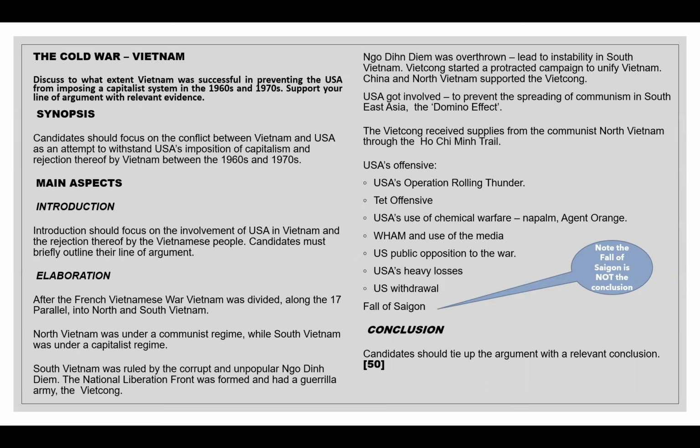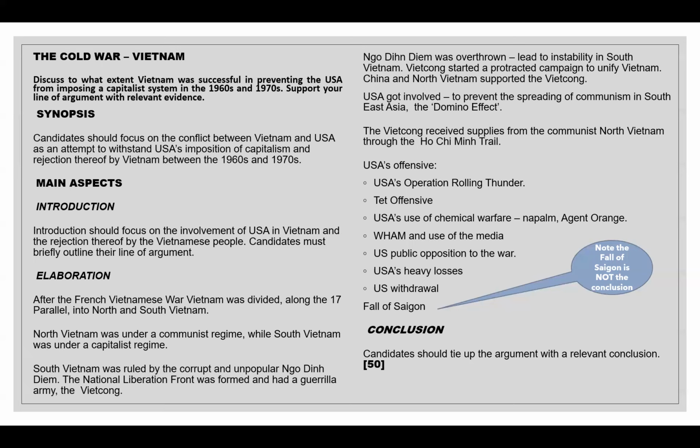For example, I'm going to use the hearts and minds one because that's the easiest. The Americans were trying to win the hearts and minds of the Vietnamese people by doing all of these things. And what ended up happening is that the Vietnamese people just rejected it. It wasn't really a win for capitalism because they didn't agree with the things the USA was doing. So you always need to frame your points in that way, because you're tying it back to the question: Vietnam preventing the USA from imposing the capitalist system.